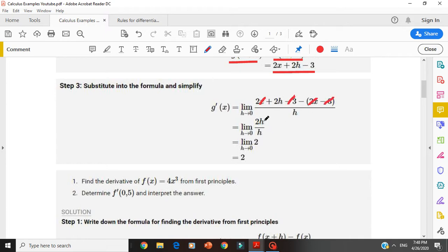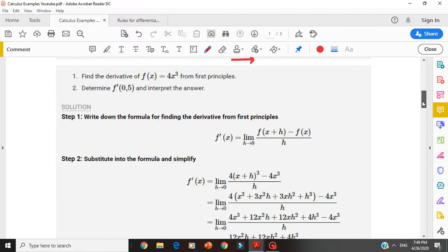The h and h will then fall away and you're left with the limit as h approaches 0. We keep the limit until we substitute and get our final answer. So if you substitute h equals 0, then you will get an answer of 2.